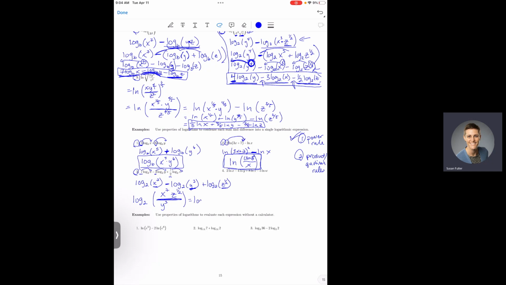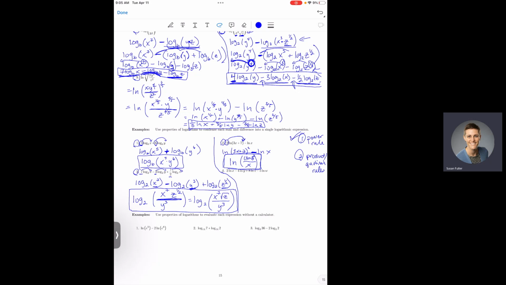We are done. You can put a box around this and move on with your life. Or if you wanted to, z to the 1/2, you could write that as the square root of z if you wanted to. Alex will take both of these answers, so you can choose which one you like better, which one is easier for you to input.